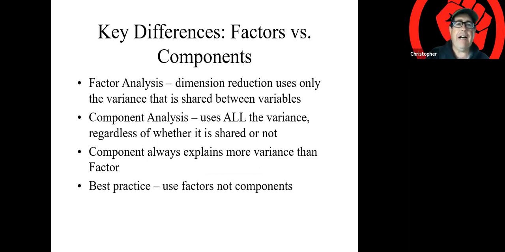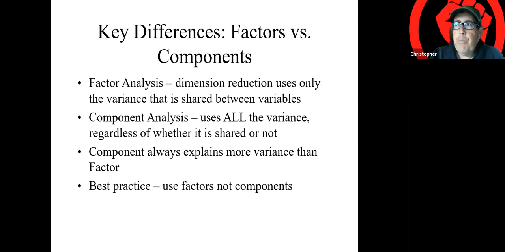So the key differences: with factor analysis, we do dimension reduction using only the variance that's shared between the variables. Component analysis uses all of the variance, regardless of whether it's shared or not. Another way to say that is that component analysis includes error variance that you wouldn't have included in the factor analysis. For this reason, components always explain more variance than factor analysis. The results from component analysis tend to look more impressive in terms of how much variability is being explained in the items. People have tended to use component analysis because of that.